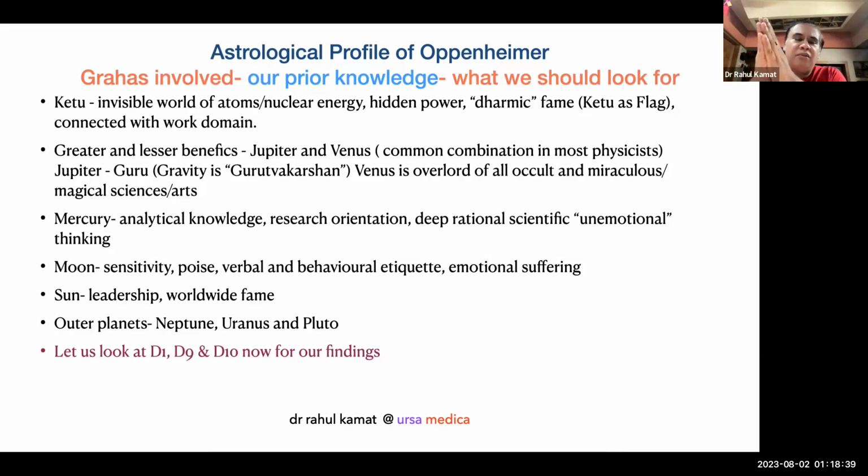And with emotional thinking, when we talk of emotions, we talk of feeling, we talk of suffering. We are of course referring to the moon. The moon also plays an important role in his chart, as we will see. Oppenheimer was always in the middle of a conflict between his suffering mind and his rational mind. At one level, he was very afraid of what he was working on in terms of the impact on humanity. On the other hand, he had already made up his mind, and he was already scientifically engaged in developing the bomb. So in this case, moon stands for sensitivity, poise, verbal and behavioral etiquette.